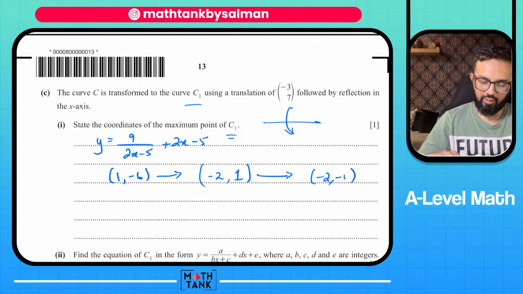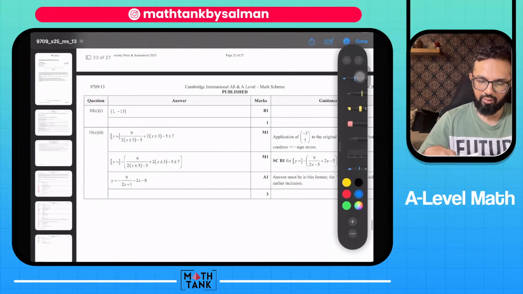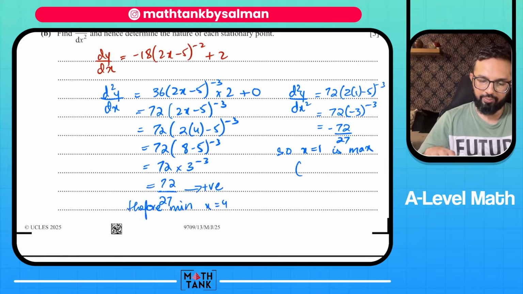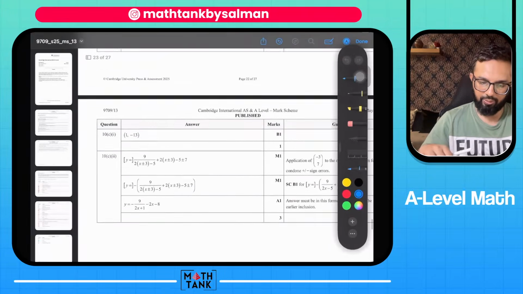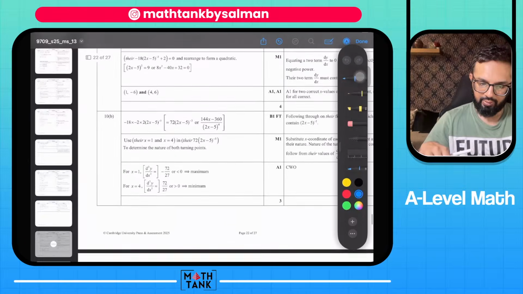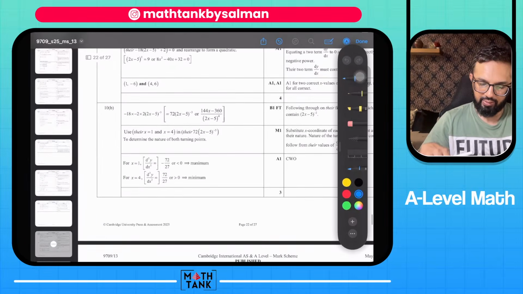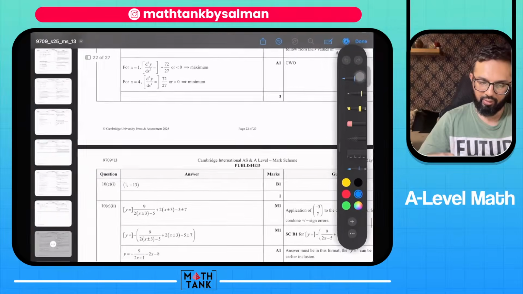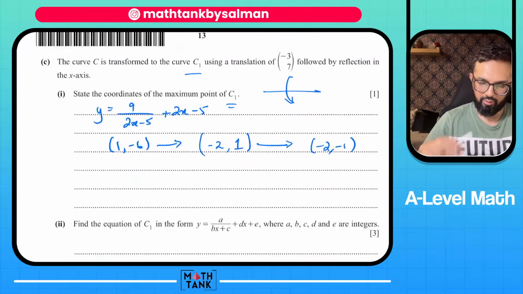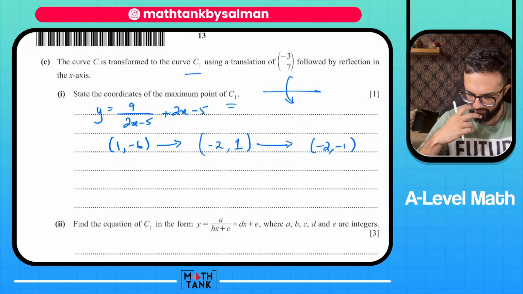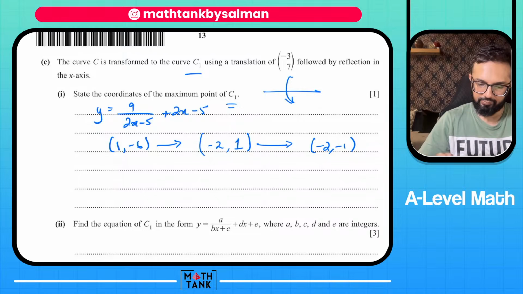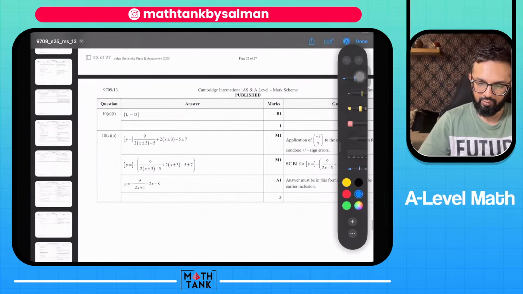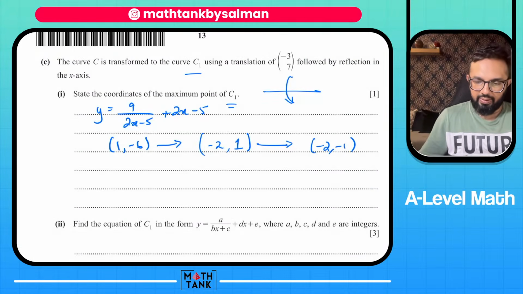Let me see. One is this. Okay, let me check then. What was the maximum point? The maximum point was 1 comma minus 6, right? Comma minus 13.